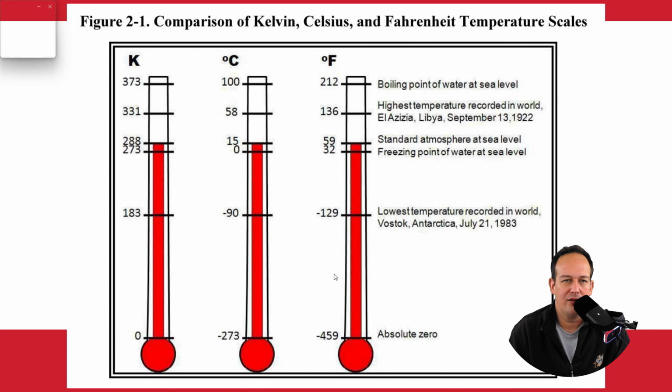And then here's just a little comparison. So here on the left, we have Kelvin. 288 Kelvin is equal to 15 degrees Celsius, which is equal to 59 degrees Fahrenheit. Do you need to know that? Not really, but I just want to show it here for your knowledge.